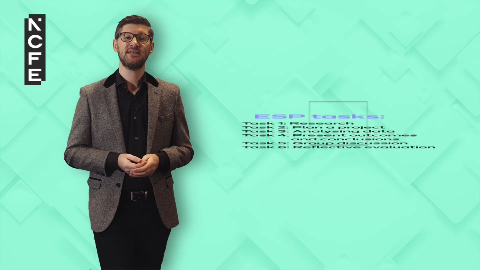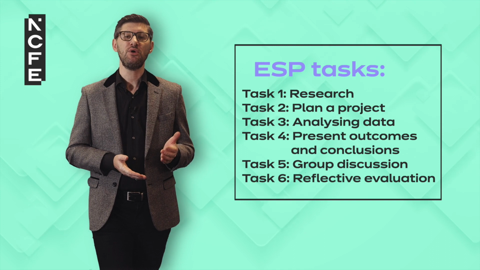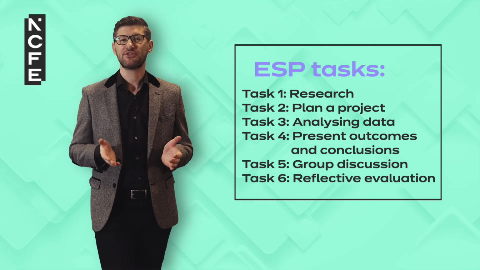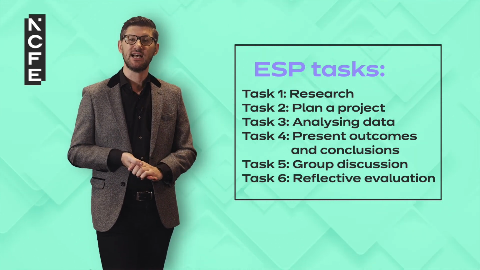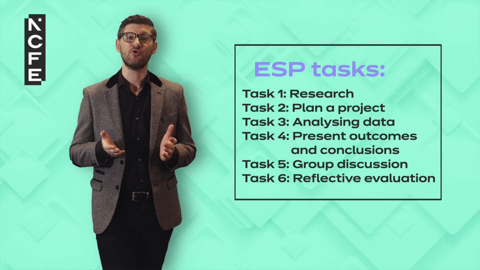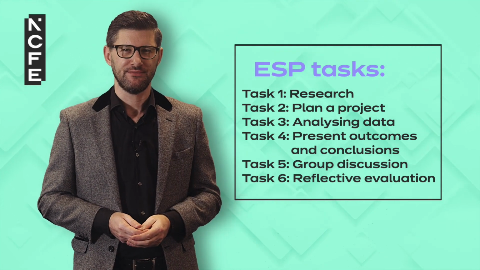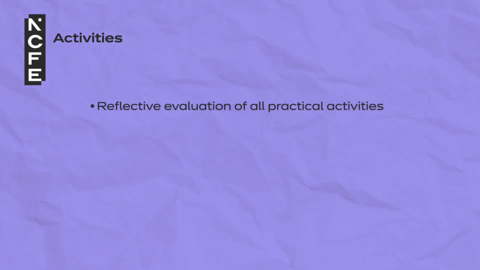Reflective evaluation is assessed within a number of tasks, including Task 1, researching, Task 2, planning a project, Task 3, analysing data, Task 4, presenting outcomes and conclusions, Task 5, a group discussion, and Task 6, a reflective evaluation. Reflective evaluation can be embedded through teaching and learning by applying it to relevant activities.